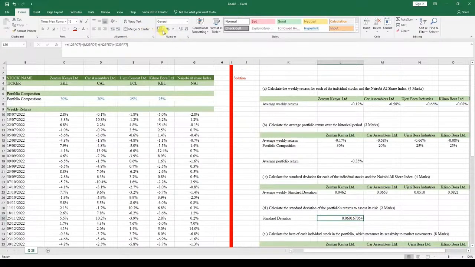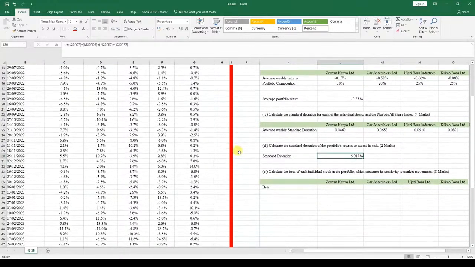So we can put it in the form of weights, and we can say it's about 6.02% standard deviation. So the standard deviation of the portfolio is given to us there. We pick the standard deviations of the individual securities and multiply them by the corresponding weights.